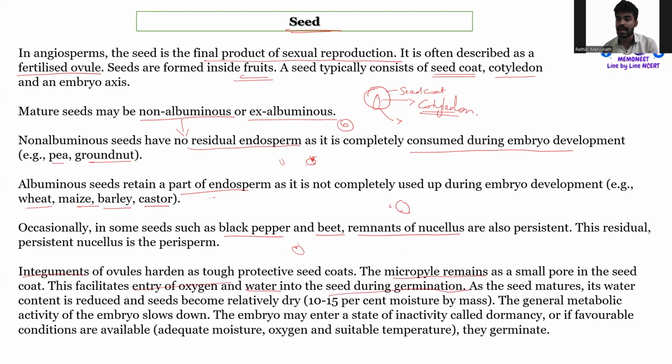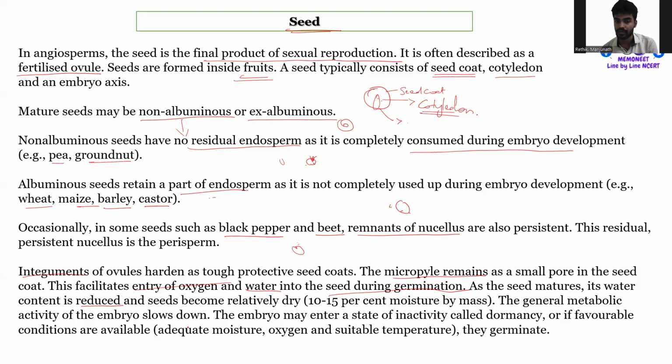So as the seed starts to mature, the water content present in the seed starts getting reduced, and the seed becomes relatively dry, with around 10 to 15% moisture by mass remaining. So the general metabolic activities of the embryo also slow down.